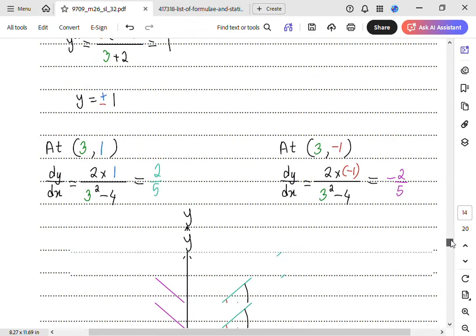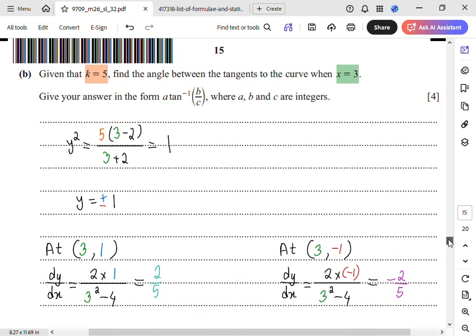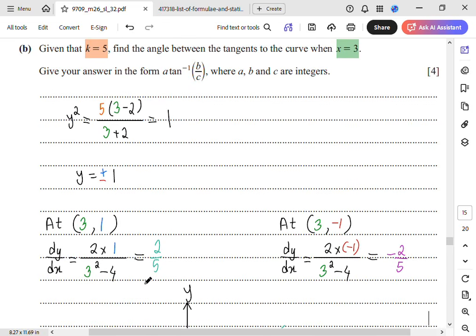So I know the value of k, I know the value of x, so y squared then becomes 1. So from there I get two values of y, plus minus 1, right? So I have two tangents, that's what you have here, between the two tangents. So one tangent forms at 3, 1 and the other tangent forms at 3, minus 1, right? So, and both these points I'm going to find the gradients. So at 3, 1 the gradient is 2 by 5, and at 3, minus 1 the gradient is minus 2 by 5. Interesting, they are the same gradient, just opposite signs.